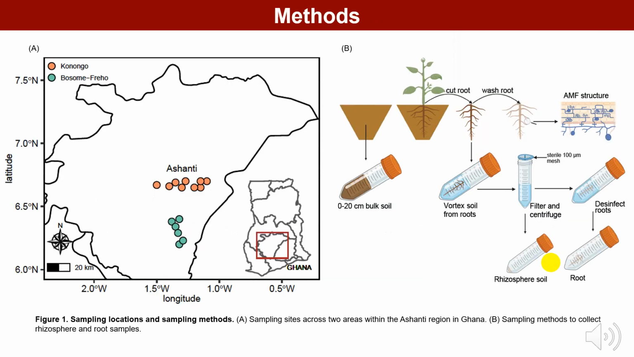Then, in order to explore AMF diversity and compositions in such kind of degraded ecosystems, we selected two different places in Ghana, as you can see from here. Then we followed these procedures to get our DNA from rhizospheres and the root.